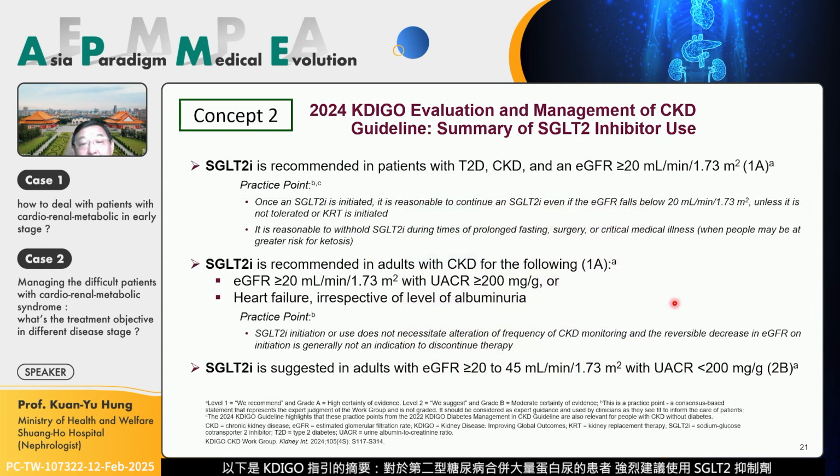This is the summary from the KDIGO guideline that SGLT2 inhibitors are recommended for patients with type 2 diabetes and patients with heavy proteinuria. And there's strong evidence that SGLT2 inhibitors could have better renal protection than the other agents. Of course, it's based on adequate ARB or ACE/RAS inhibitors.